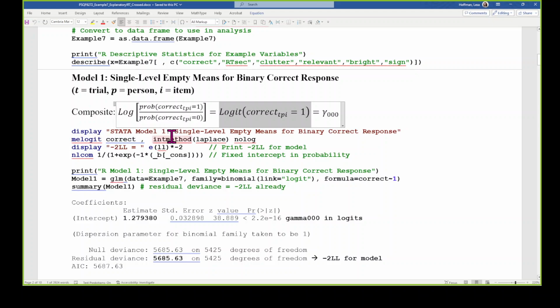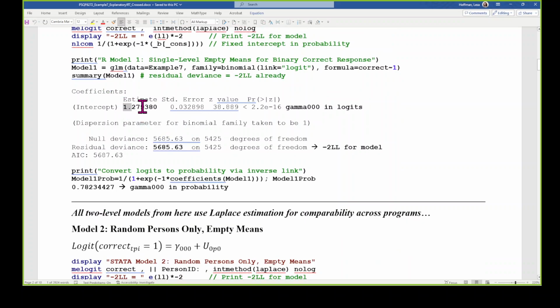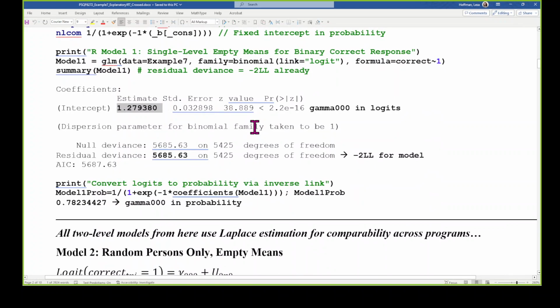I'm using ME logit in Stata even though I don't have any random effects, just to stay consistent. In R, I'm using GLM within base R and the logit link. So then here is what I end up with. The fixed intercept, output just in R today. Sorry, Stata folks, but it's in the thing. It looks all the same. You already know how to do this anyway.